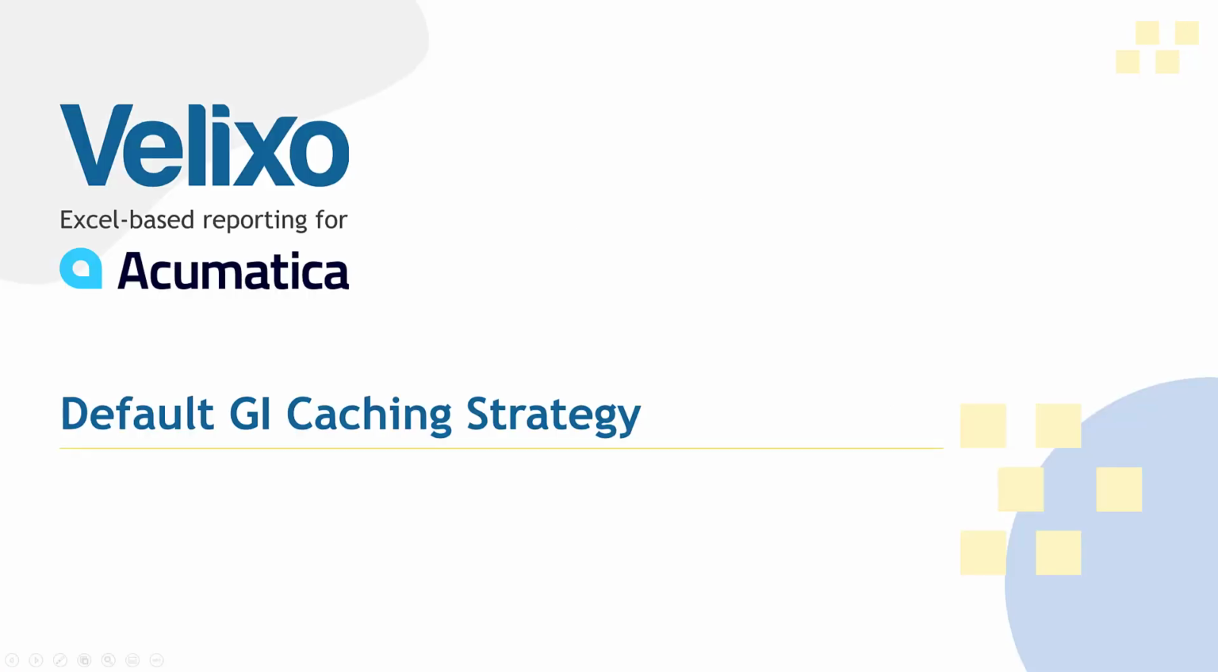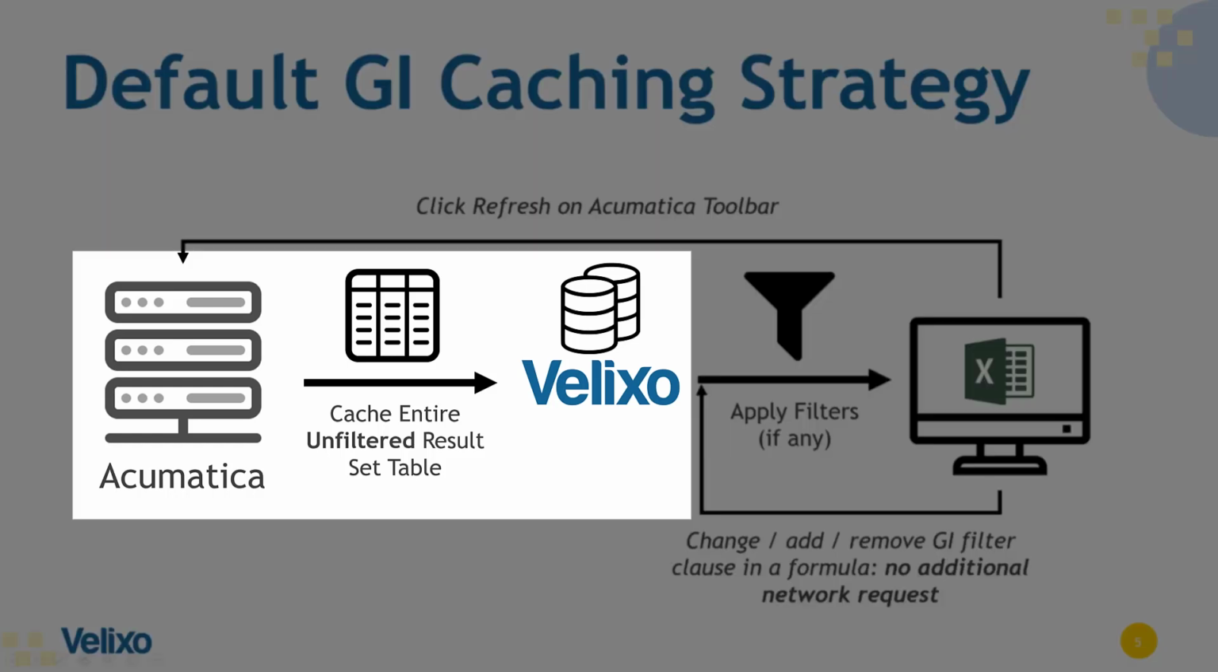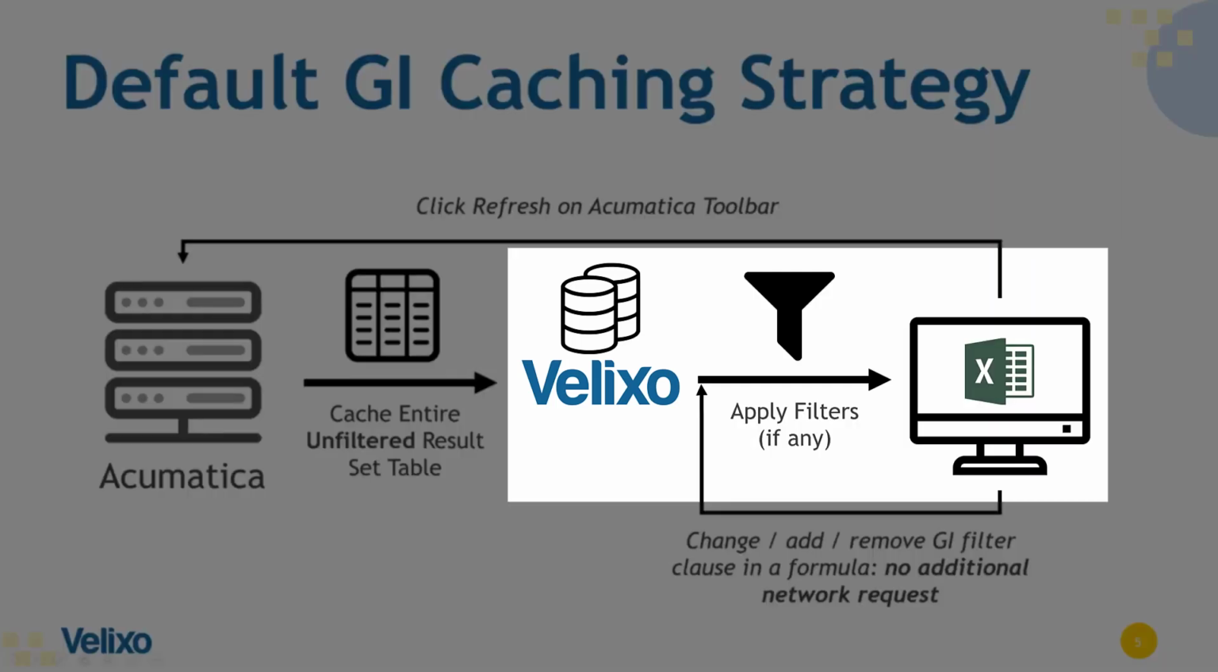So let's talk about how Velixo caches the generic inquiry results. We'll discuss the default strategy first. The out-of-the-box behavior when you use a GI or GILOOKUP function is to cache the whole inquiry result set, regardless of any filters you might have specified. Any filtering is then applied locally on your machine.